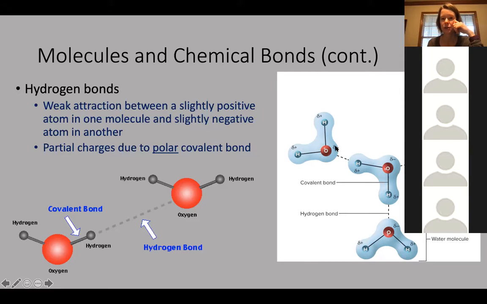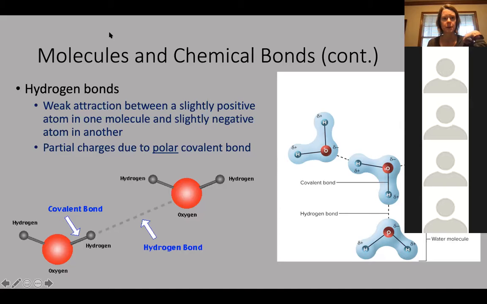They'll be attracted to each other, which means that those two water molecules are going to be bonded together through a hydrogen bond. So that's what a hydrogen bond is. It's between molecules that have a polar covalent bond within them. I hope that makes sense.